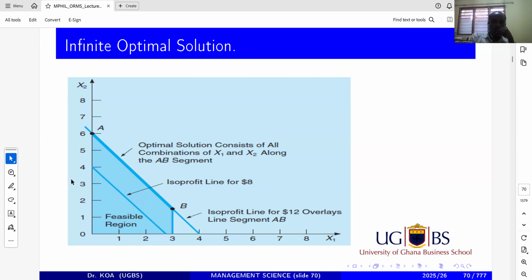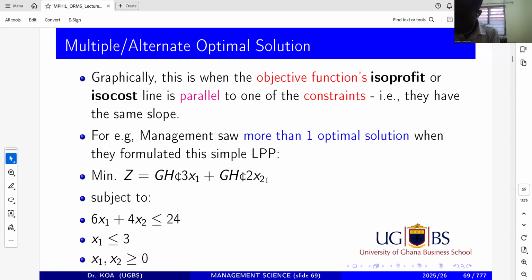Another way of showing, and these are multiple choice questions, another way of proving that something is a multiple optimal solution is when the isoprofit line is tangent to one of the constraints. Write it down. When the isoprofit line is tangent to one of the constraints. So if you look here, the constraint between A and B here, if we try to draw the isoprofit line, the isoprofit line is this one. How do you draw this line?